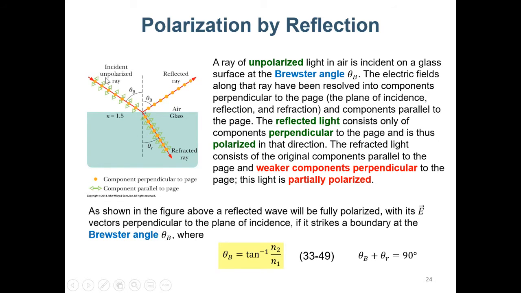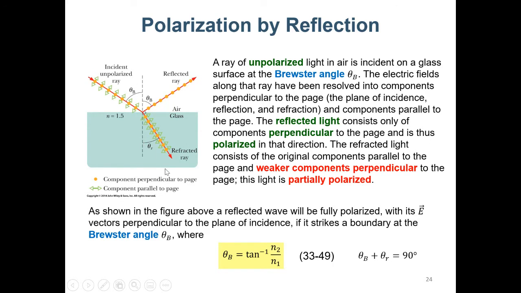So suppose the incident wave is unpolarized. You can see this orange dot represents the polarization into and out of the page, and the green arrow indicates that it is parallel to the page. This is perpendicular to the page. This is parallel to the page. So suppose the angle of the incident wave is the Brewster angle.